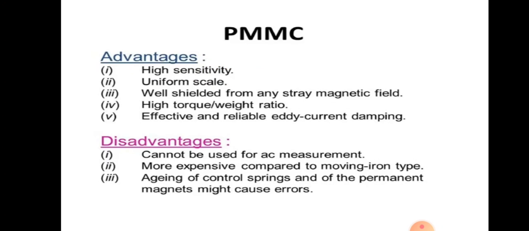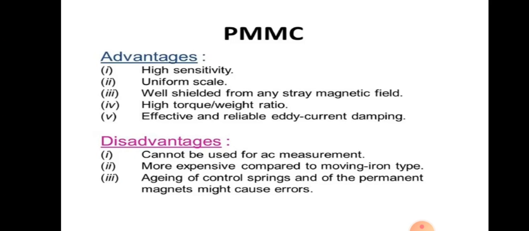Now we will see the advantages and disadvantages of PMMC. The advantages are: it has high sensitivity, it has a uniform scale, it is well shielded from any stray magnetic fields, it has a high torque to weight ratio, and effective and reliable eddy current damping. So all these are the advantages of PMMC. But still, why do we need MI instruments? Because there are also some disadvantages of PMMC.